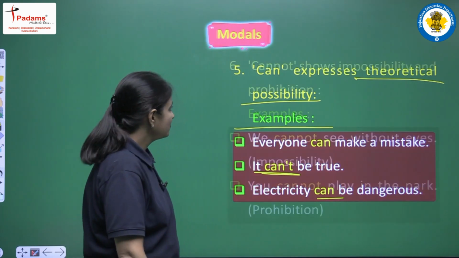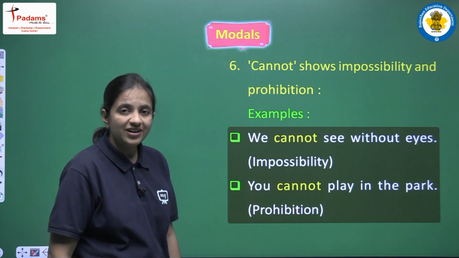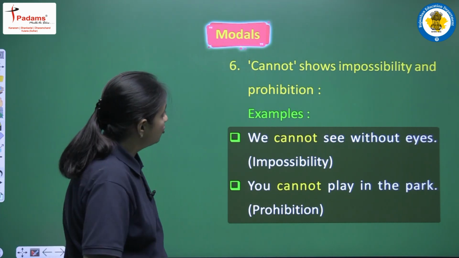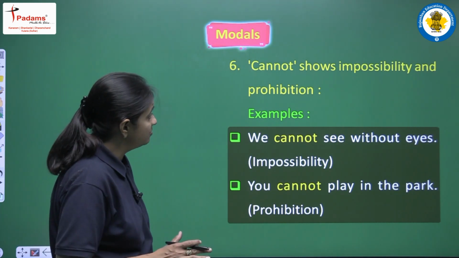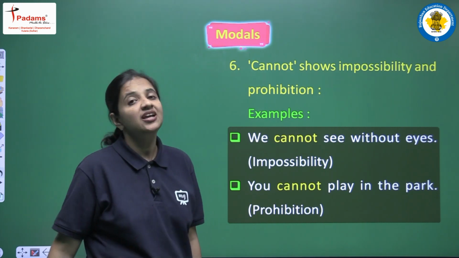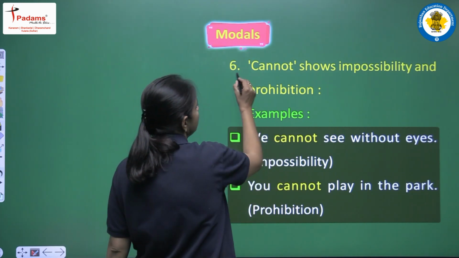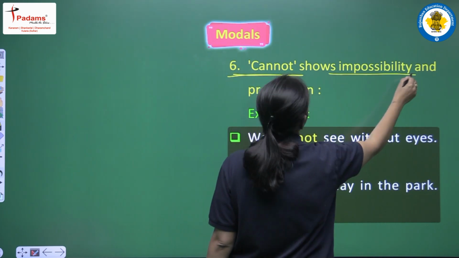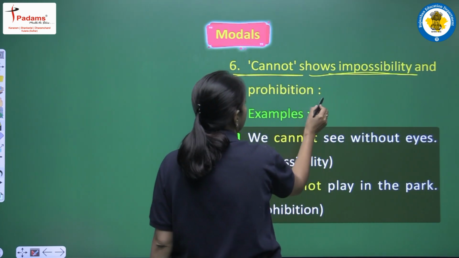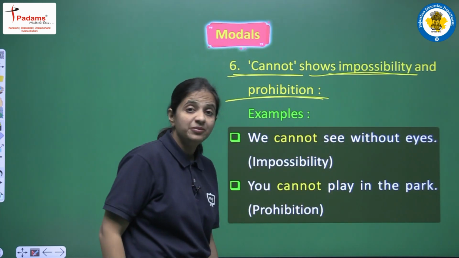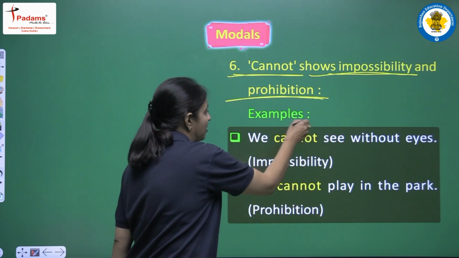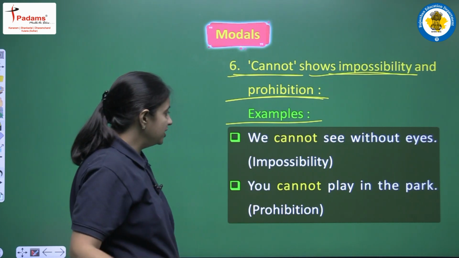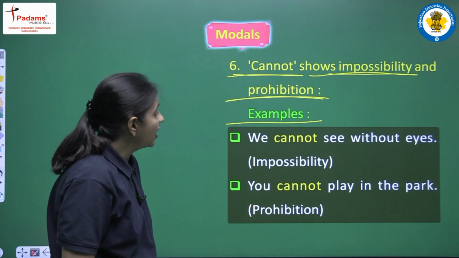Okay. Next use, the sixth one that we have here, cannot shows impossibility and prohibition. So again, if in the sentence we have cannot, this shows two things. This shows impossibility and it also shows prohibition. Again we have examples. So let's read the first one. We cannot see without eyes.